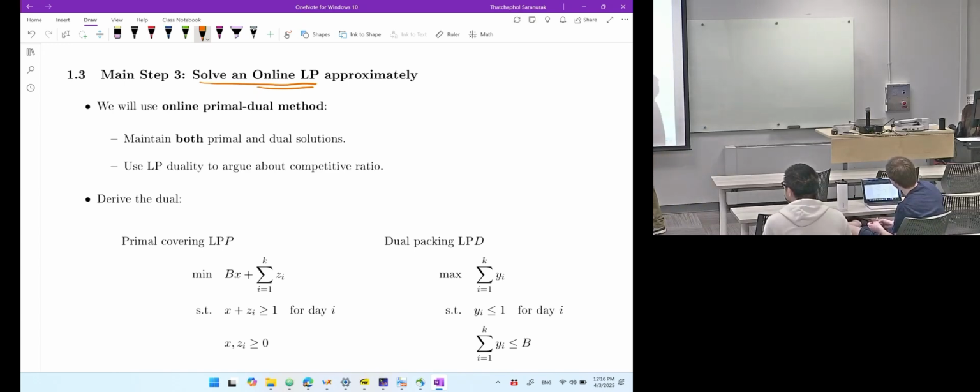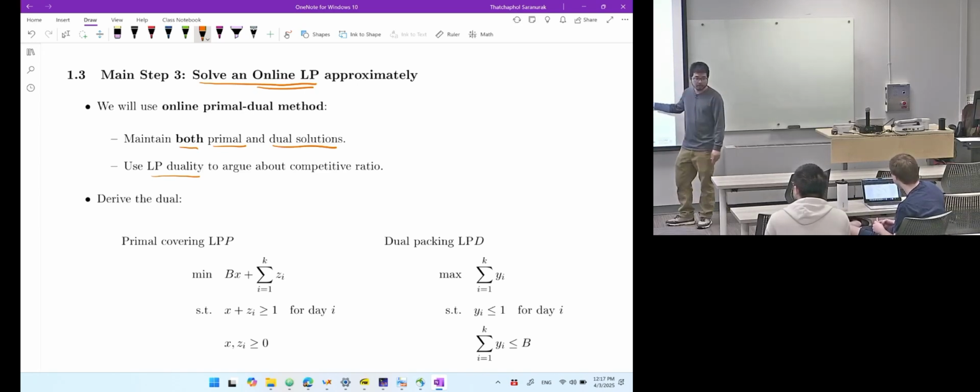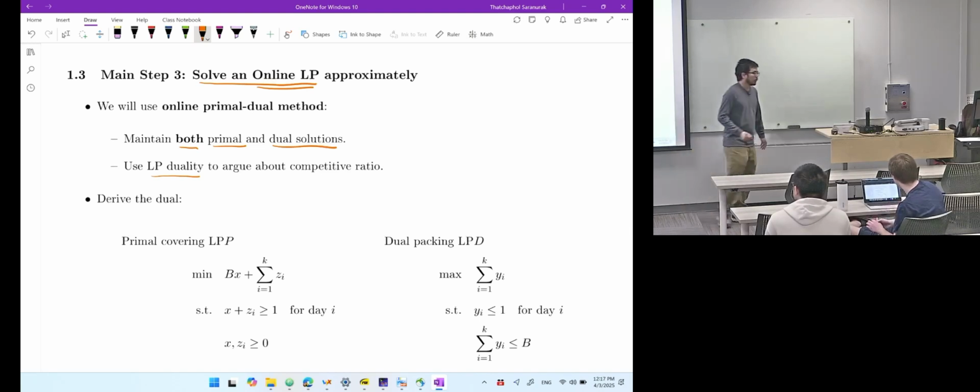And so we're going to use what I said, an online primal dual method. Generally speaking, it's just an algorithm that maintains both a primal and a dual solution, and then uses LP duality to argue about the approximation ratio or competitive ratio. Sometimes I say approximation, sometimes I say competitive. It's kind of the same concept, right? Okay, so it's primal dual. The first step is to look at the LP and write down the dual. So what's the dual?